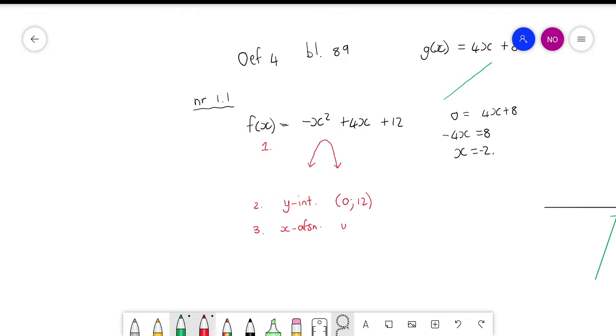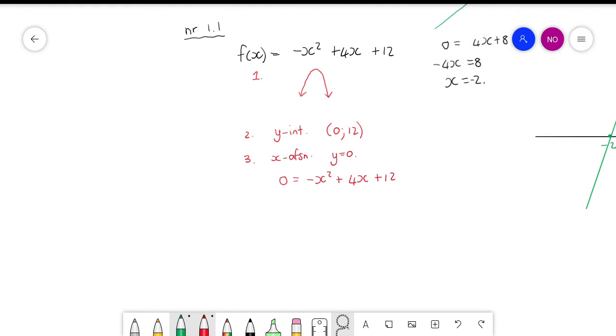Ons stel y gelyk aan 0. So ons het 0 is gelyk aan minus x kwadraat plus 4x plus 12. And because you have set it equal to 0, you are now allowed to divide by -1, which makes this one a bit easier to factorize.